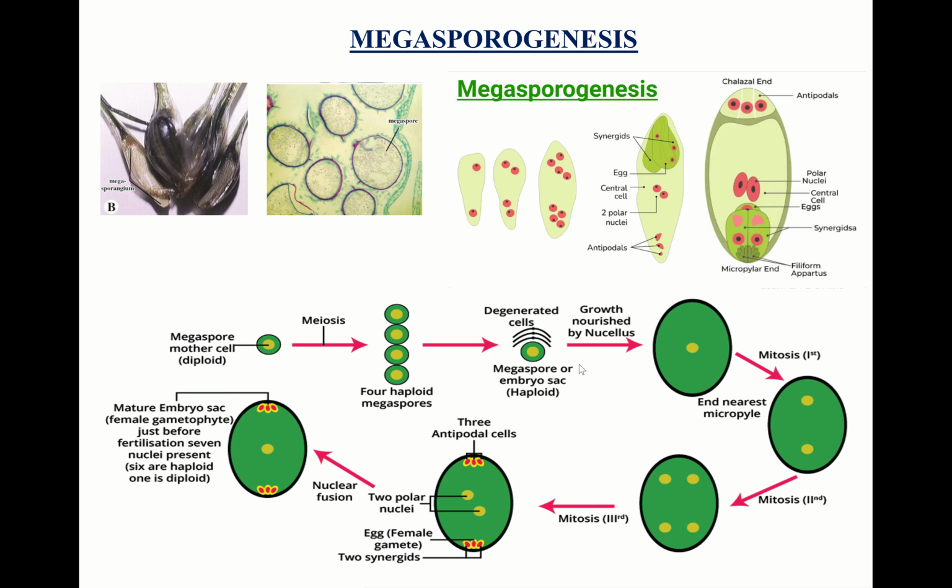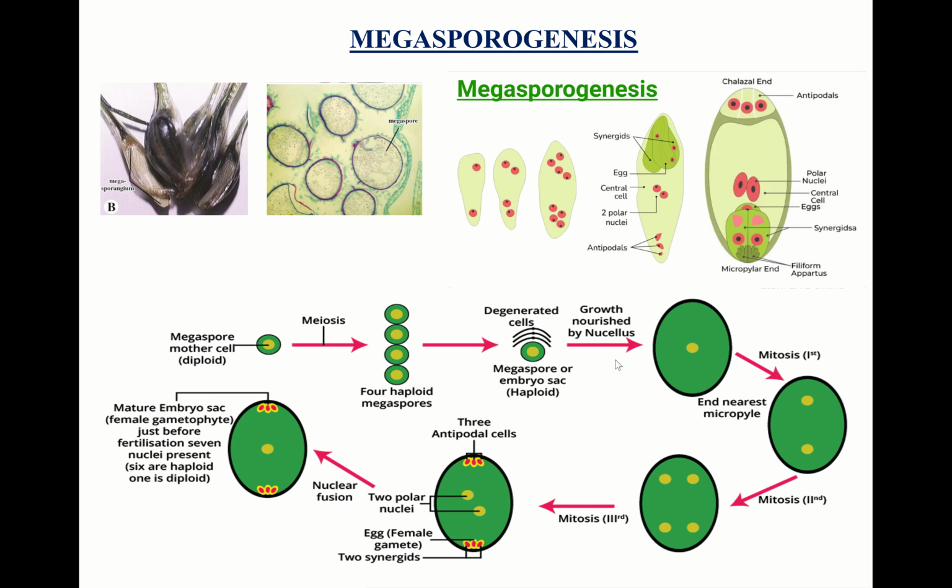In case of the monosporic or polygonum type of embryo sac, only one megaspore is functional, whereas the other 3 are non-functional because they degenerate. So only one megaspore is functional. Megaspores are haploid in nature.